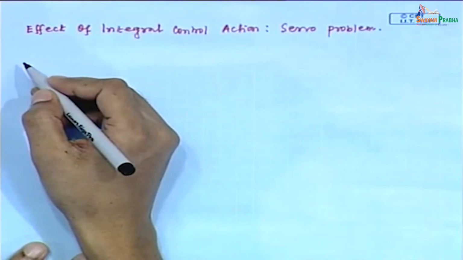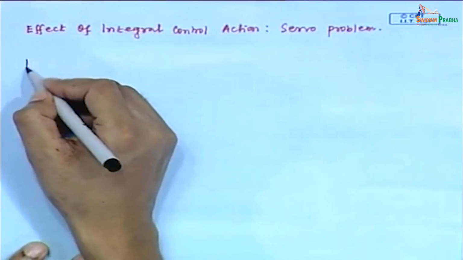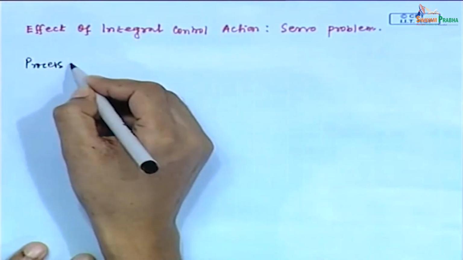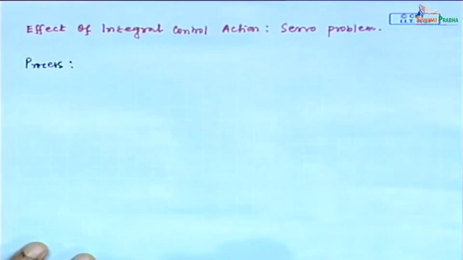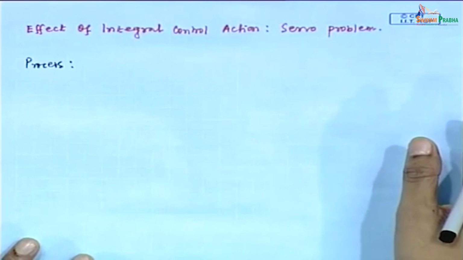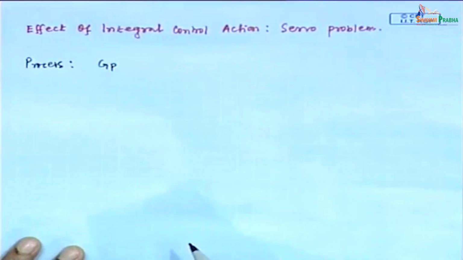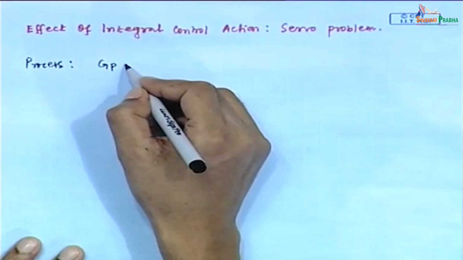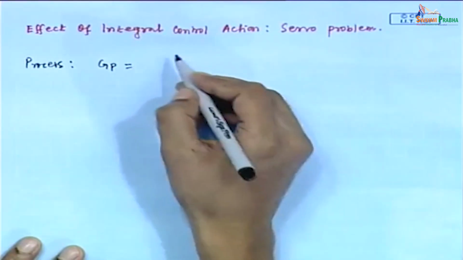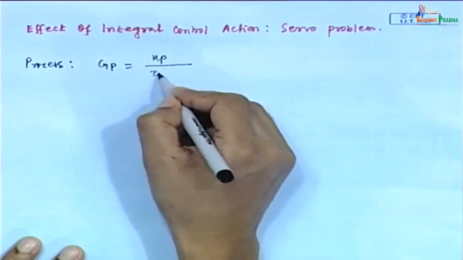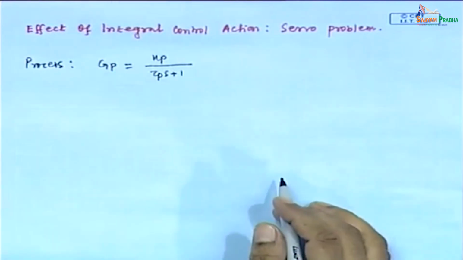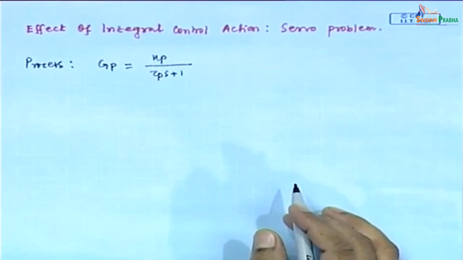So, we will consider different elements and their expressions first. First element is the process, and to discuss the effect of integral control action, we consider a first order process. The transfer function can be written as Gp equals Kp divided by tau P s plus 1. This is the transfer function of a first order process.